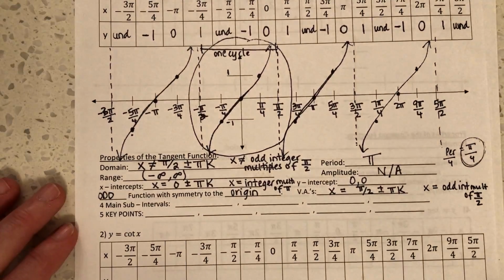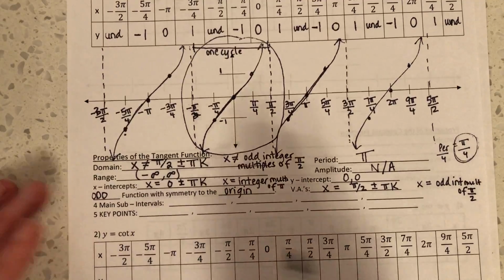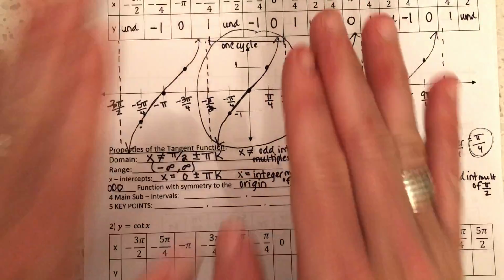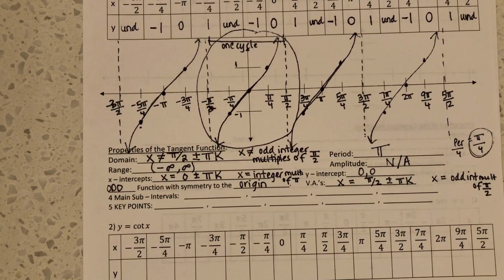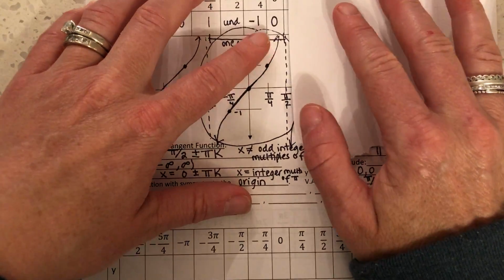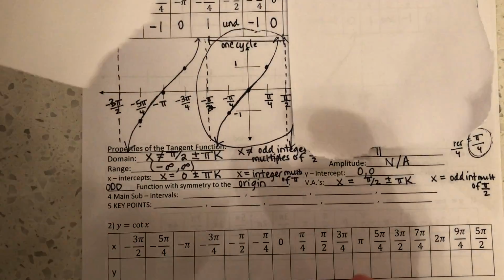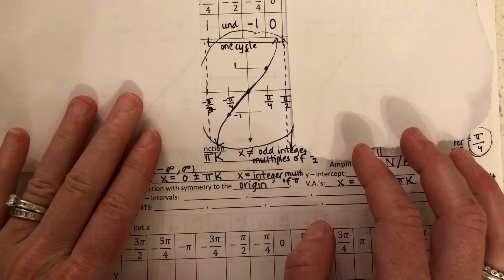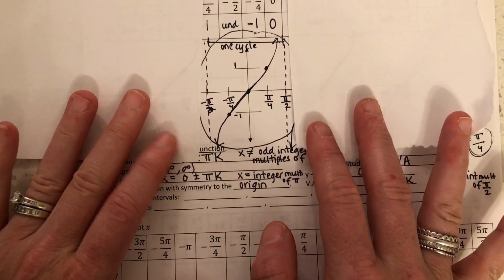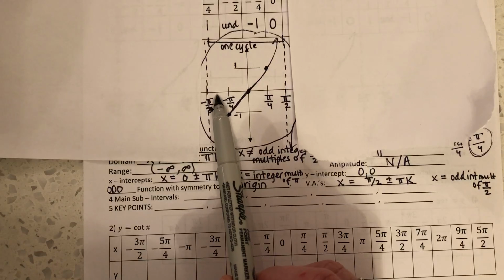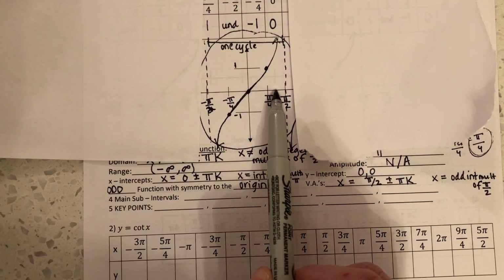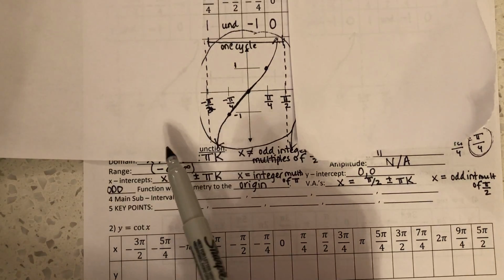Okay? All right, your 4 main subintervals. If you look at your first cycle only. Look at the first cycle. Hold on, give me 1 second. All right. So if you look at his first cycle, from negative pi over 2 to pi over 2. That's his first cycle. And we have created 4 subintervals. 1, 2, 3, 4 subintervals have been created, okay?